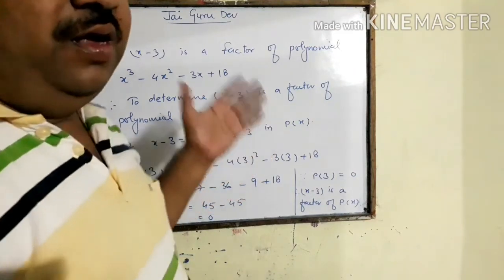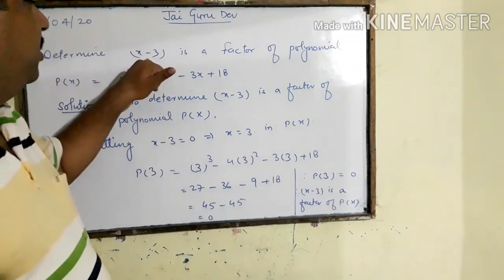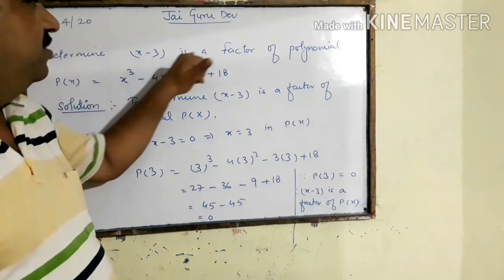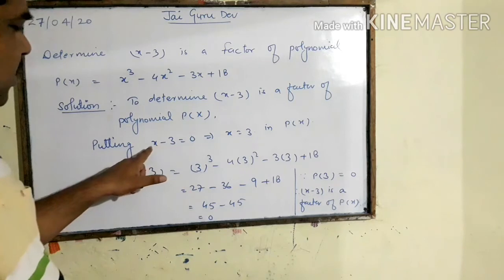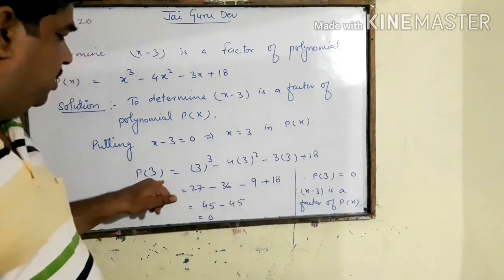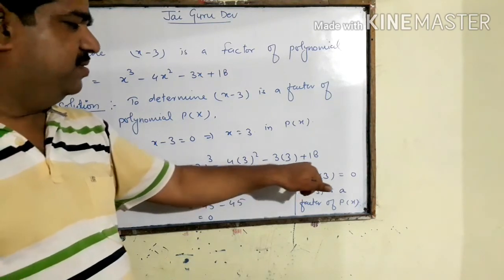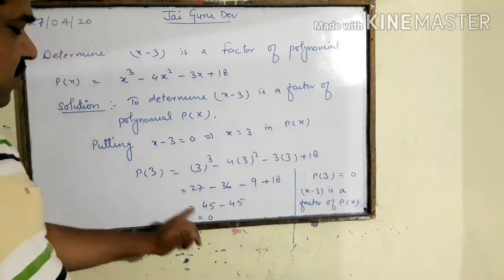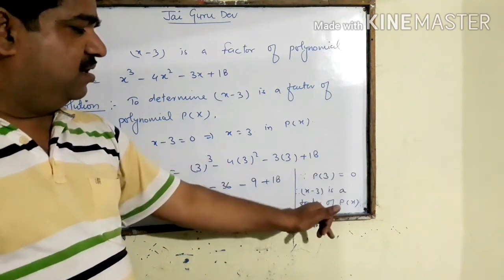Now we have the next problem for the same theorem, where x minus 3 is given in place of x minus 2. We have to determine whether x minus 3 is a factor of polynomial p(x). The same procedure is used. Putting x minus 3 equal to 0, or x equal to 3, in the given polynomial: 3 cubed minus 4 into 3 squared minus 3 into 3 plus 18. Here we get 45 minus 45, so the value of p(3) equals 0. Since p(3) equals 0, x minus 3 is a factor of p(x).